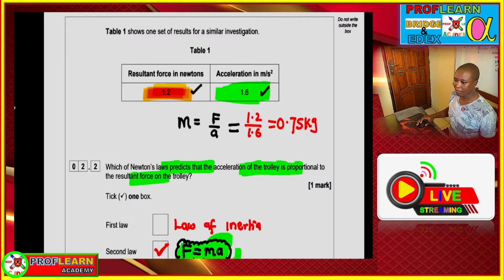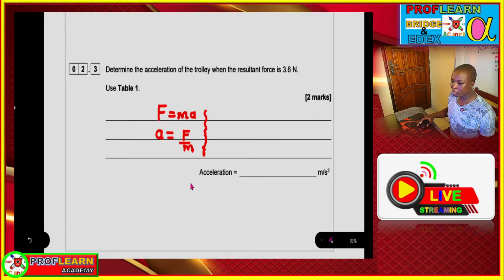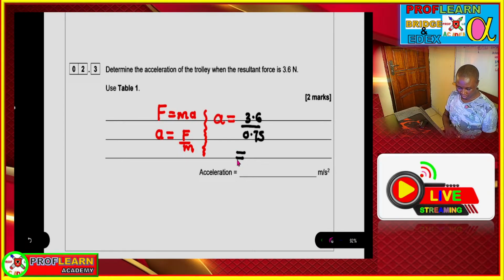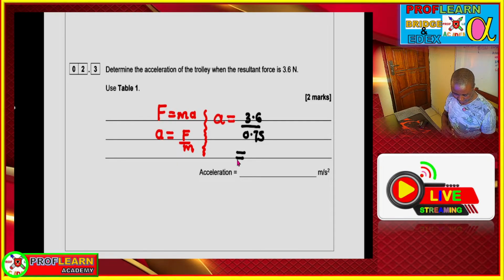Now, after working out the mass, we can go down here and say, therefore, our acceleration is going to be our force, which is 3.6, divided by the mass, 0.75, so that we can put it in our calculator. 3.6 divided by 0.75.